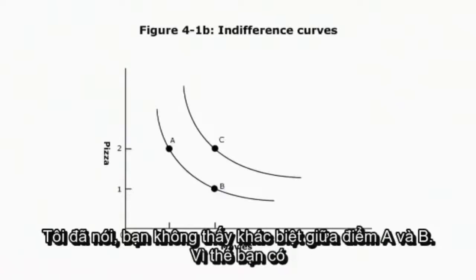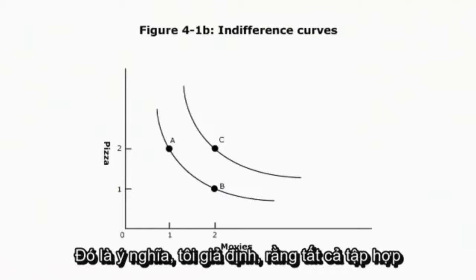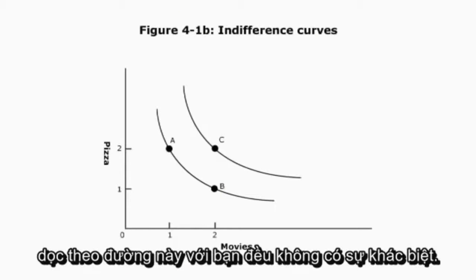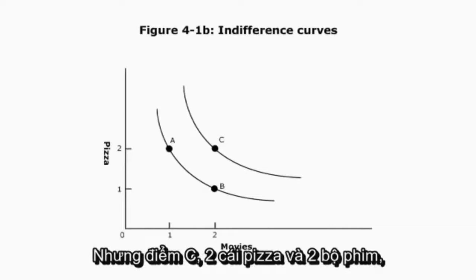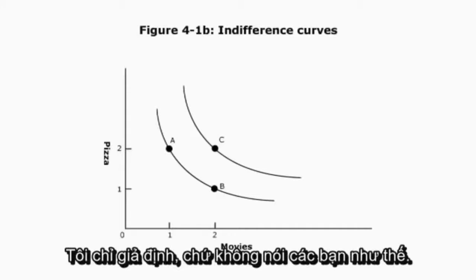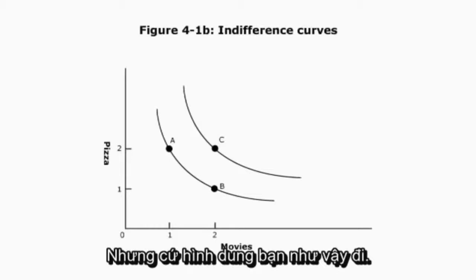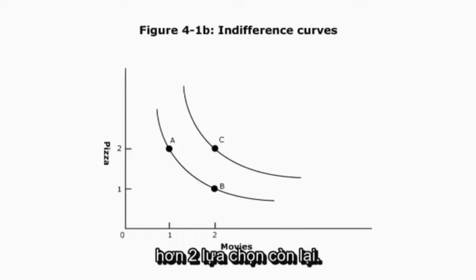So you have an indifference curve. I said you were indifferent between A and B. So you have an indifference curve that runs between A and B. That means, and I'm assuming, that all combinations along this curve you're indifferent. So you're equally happy getting two pizzas and one movie or one pizza and two movies. But point C, which is two pizzas and two movies, is on a different indifference curve. You're not indifferent between point C and points A and B. I'm just assuming this. Let's imagine you are indifferent between A and B. But you clearly like two pizzas and two movies better than one of one and two of the other.